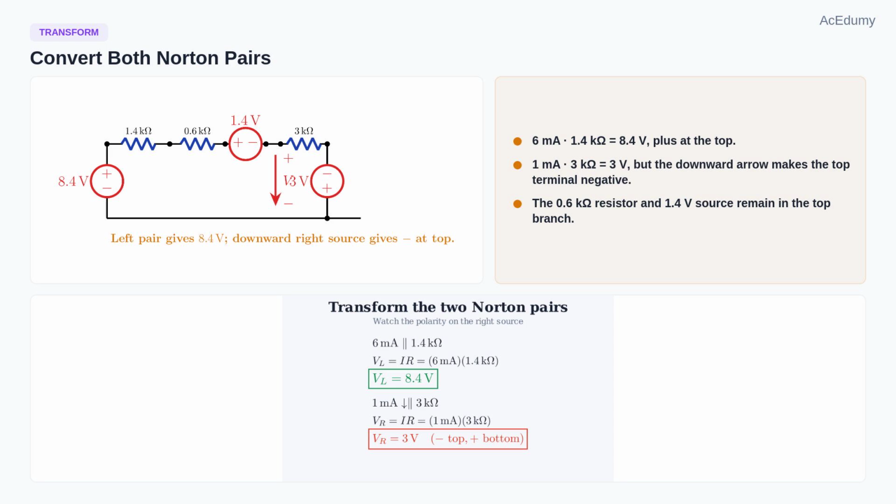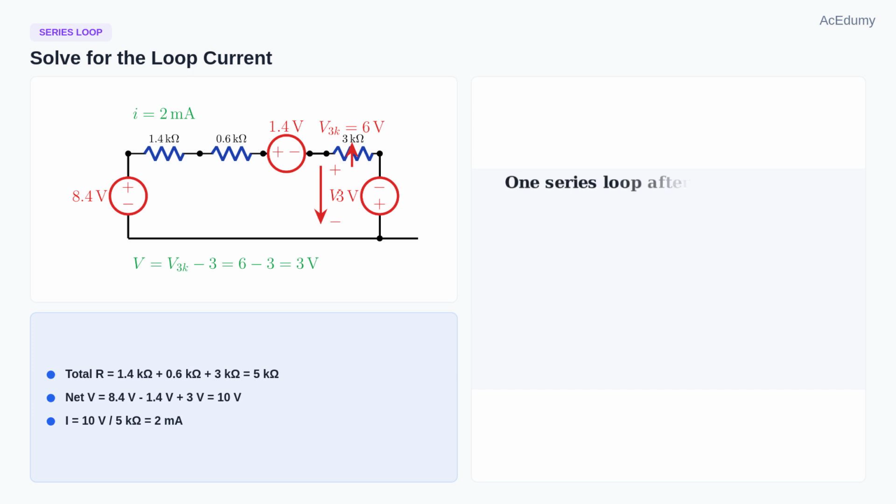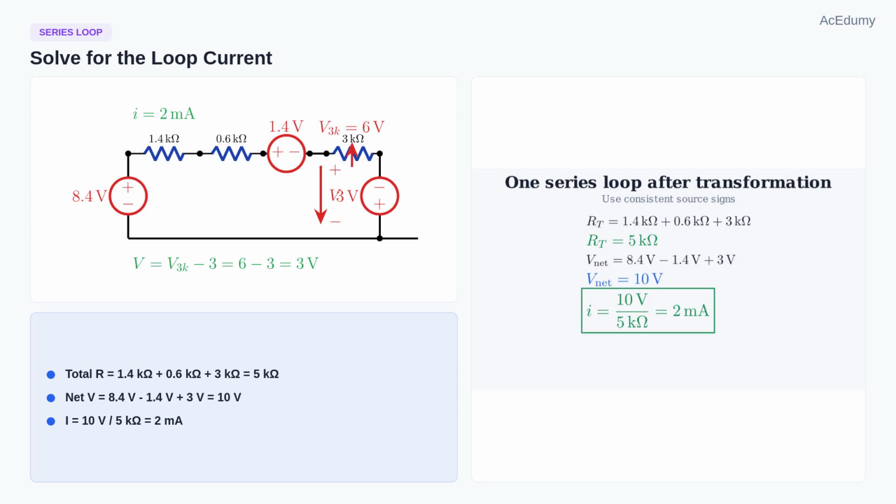For the right pair, the 1 mA arrow points downward, so the top terminal is negative in the Thevenin form. 1 mA times 3 kOhms gives 3 volts, with minus at the top and plus at the bottom. After both transformations, the circuit becomes one series loop. The total resistance is 1.4 kOhms plus 0.6 kOhms plus 3 kOhms, which is 5 kOhms.